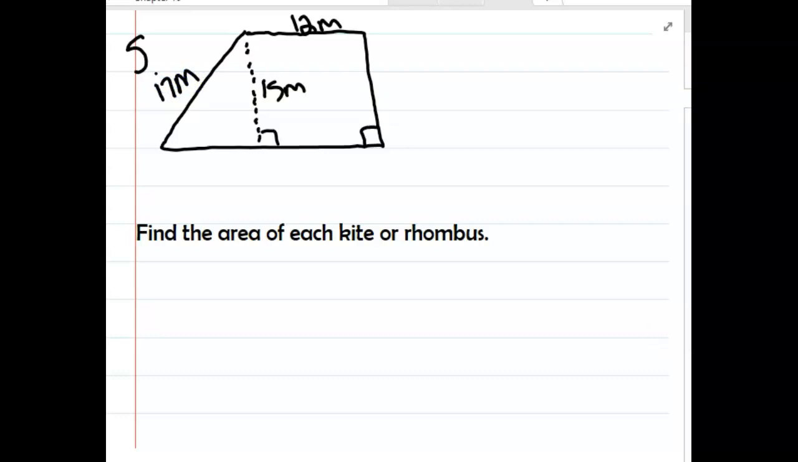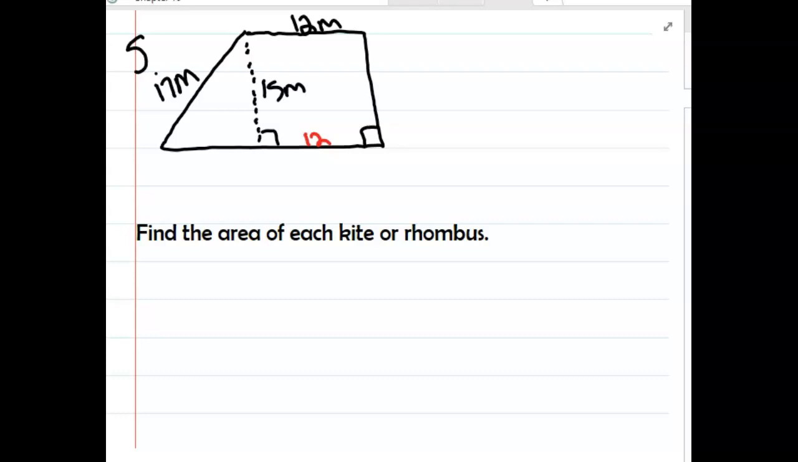Okay, now remember, to find the area of a trapezoid, you need both bases. I have the top, I have part of the bottom, right? That part's 12, but do I know what the other part is? No. I also need the height. I have the height, okay? But I need to figure out how I can find that side length right there.